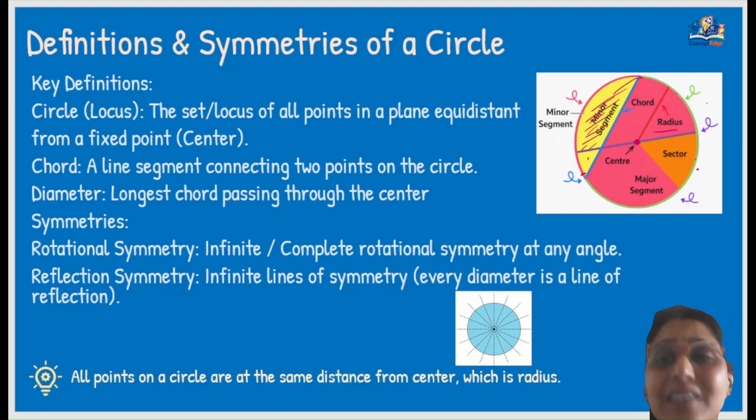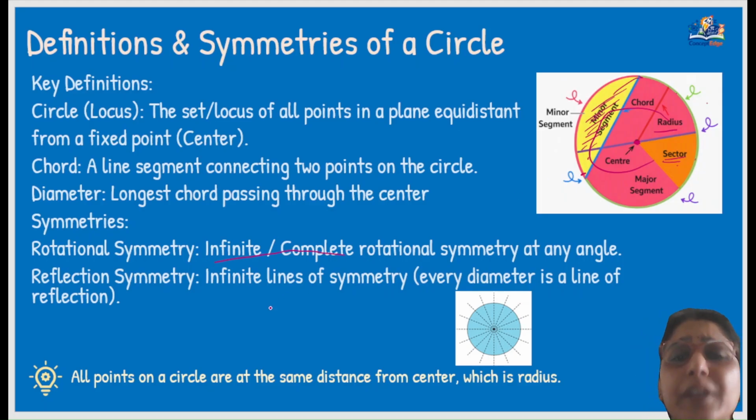Now if we think about a pizza slice, that is nothing but the sector of the circle. Just imagine a small pizza slice, that's a minor sector because it's a small part, and the remaining part is the major sector. When I turn the circle at any angle, it gives me the same figure without changing anything. So it has infinite rotational symmetry, and it has infinitely many lines of symmetry as well. All diameters give a line of symmetry. So that's a very useful concept.